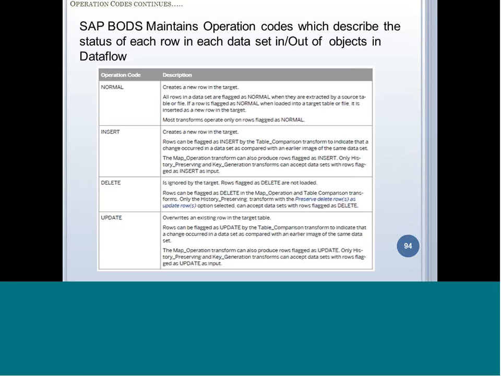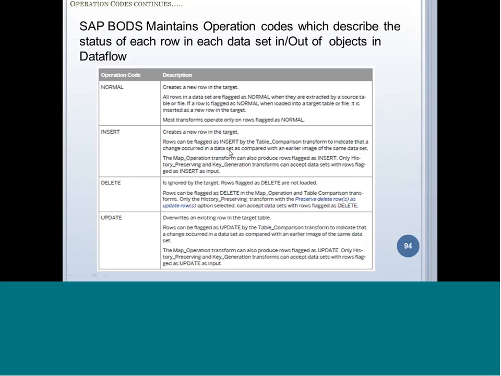After that, in the insert statement, whenever we load a new row using a table comparison, the record will be flagged with an insert flag. That is one thing. And the map operation can also produce rows flagged as an insert. See here, the map operation also produces an insert flag.